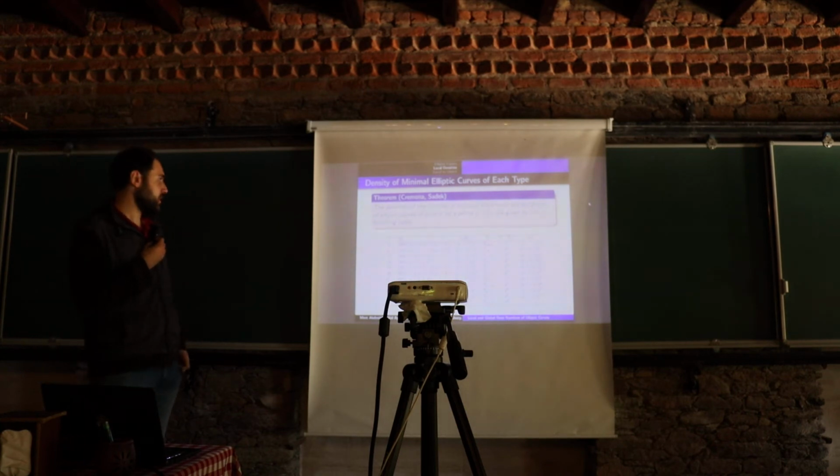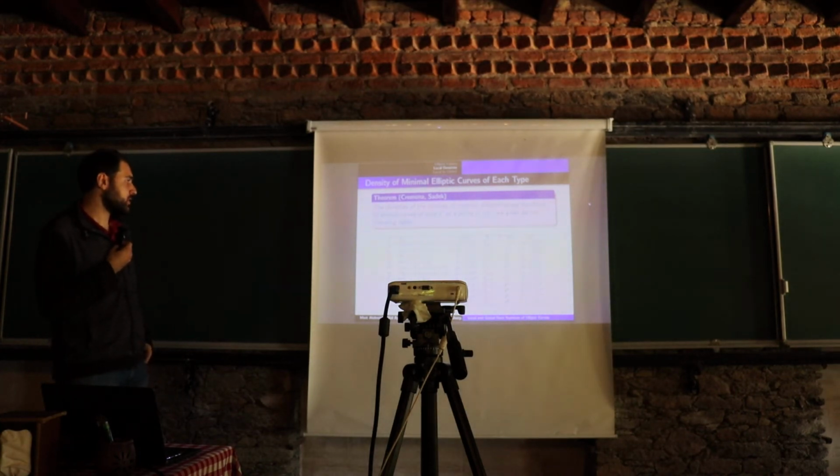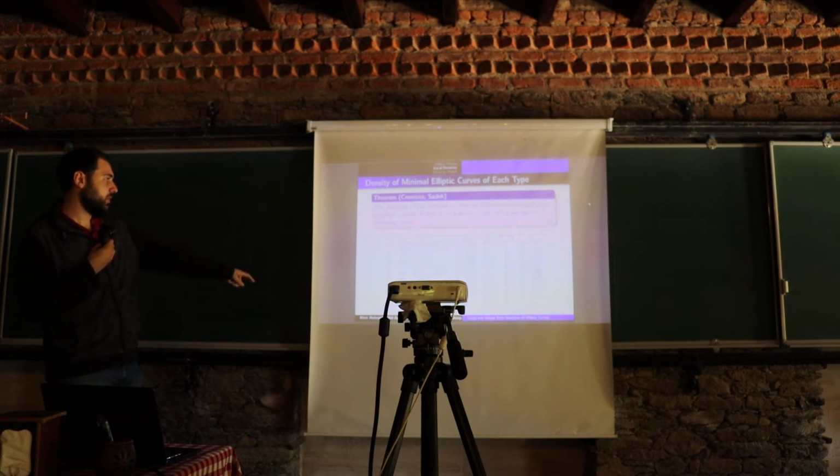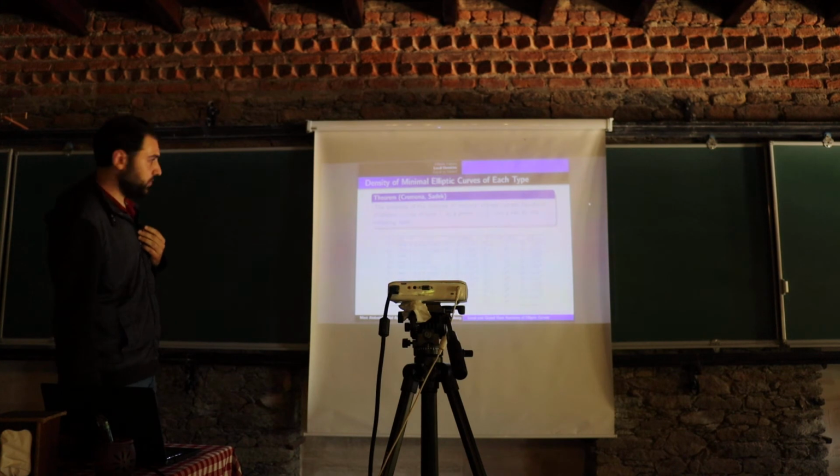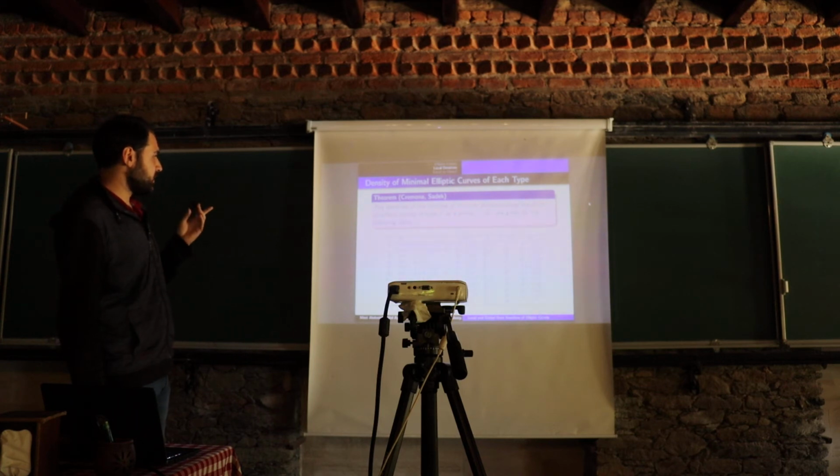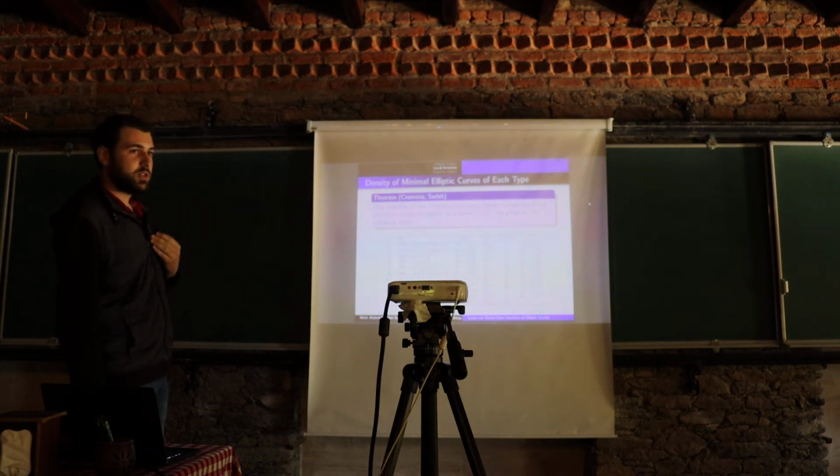Okay, so this table is given by Cremona and Sadek. For each type T, it gives the measure of the base set and the index of the stabilizer, and their product will be the density of minimal Weierstrass equations with type T. Now we care about the type and the density of the type, because types determine root numbers.